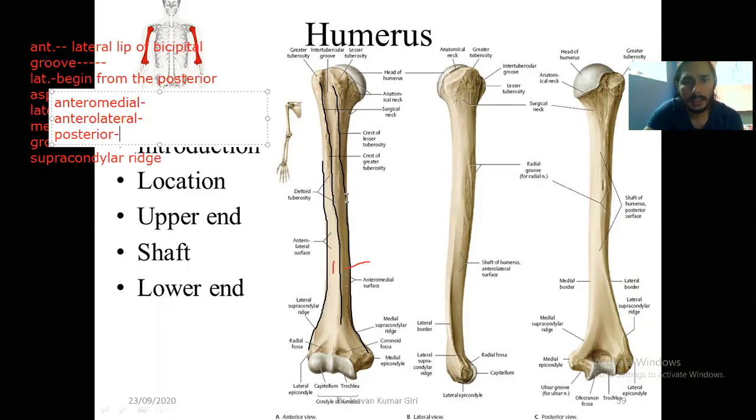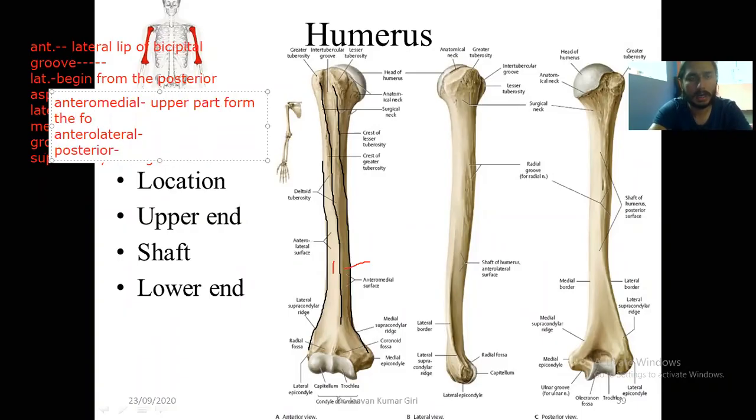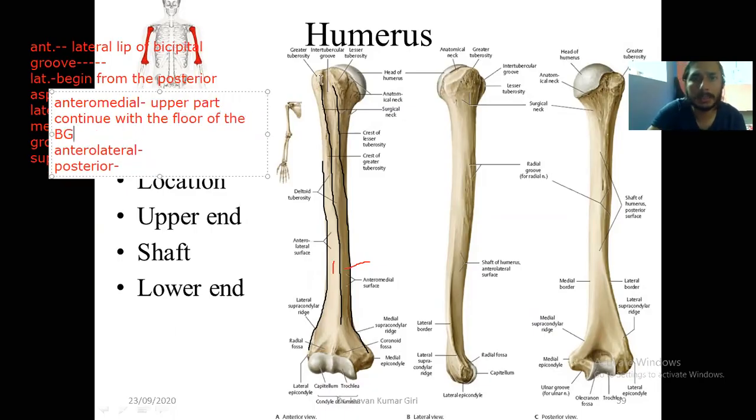Now see, the anterior medial surface in the upper part forms the floor of the bicipital groove. Just you have to remember this point. So the upper part of the anterior medial surface continues with the floor of the bicipital groove. Okay, you know this thing, the bicipital groove.